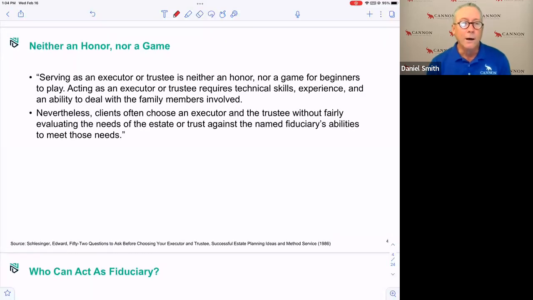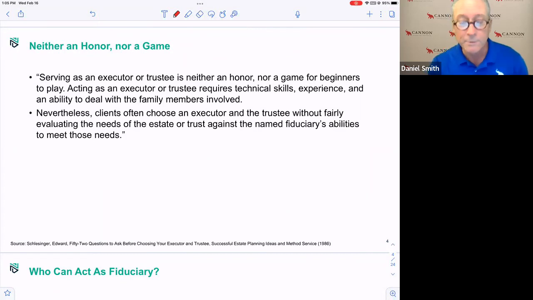But I thought this was a very well put quote in this one article, 52 Questions to Ask Before Choosing Your Executor and Trustee. It said, serving as an executor trustee is neither an honor nor a game for beginners to play. Acting as an executor trustee requires technical skills, experience, and an ability to deal with the family members involved. Nevertheless, clients often choose an executor trustee without fairly evaluating the needs of the estate or trust against the named fiduciary's abilities to meet those needs.